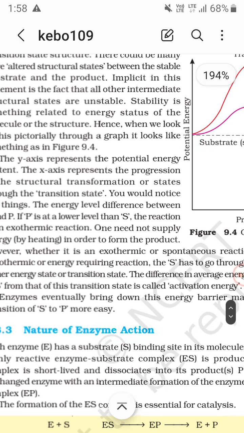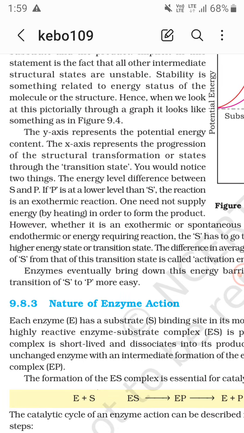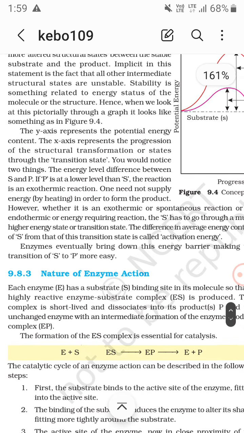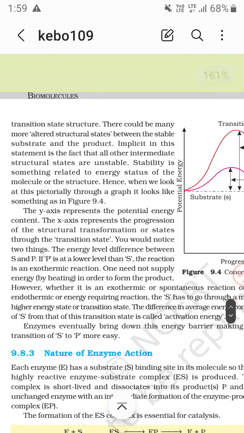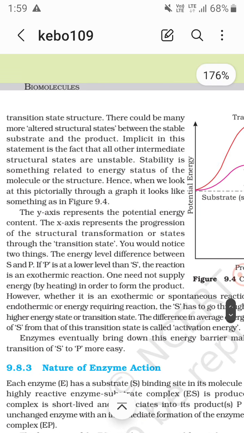So the y-axis represents potential energy, and the x-axis represents the progression of the structural transformation, or the states through which the substrate passes to reach the transition state. All other intermediate structural states are unstable.